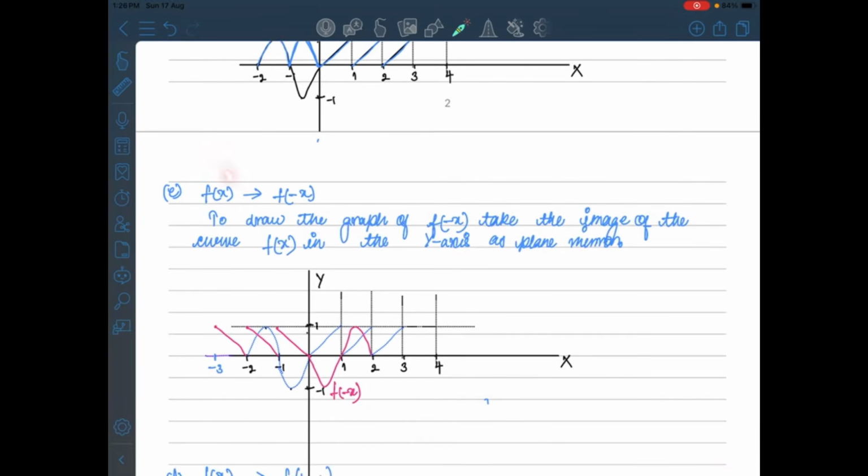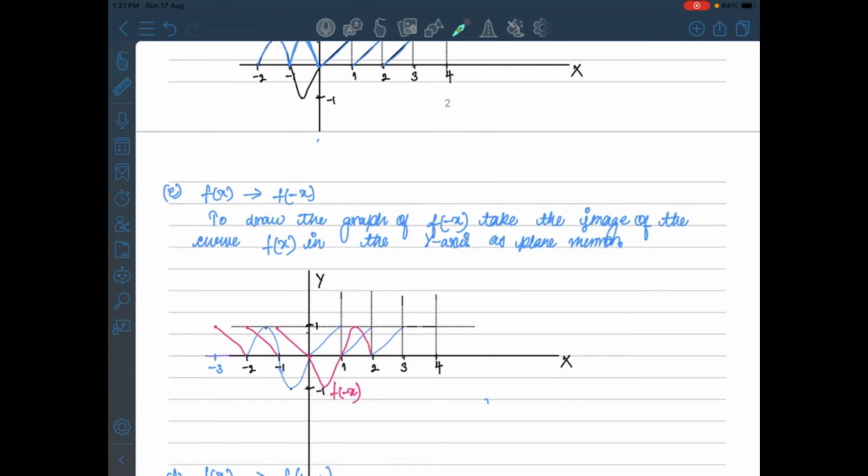First, of course, you will draw a graph of f of x. That's given in the question. After that, you will take the image of the curve f of x in the y-axis as a plane. So this is your y-axis as a plane, and you are going to find the mirror image of this. In this, the pink color is actually f of minus x and the dotted blue line is the original graph f of x.